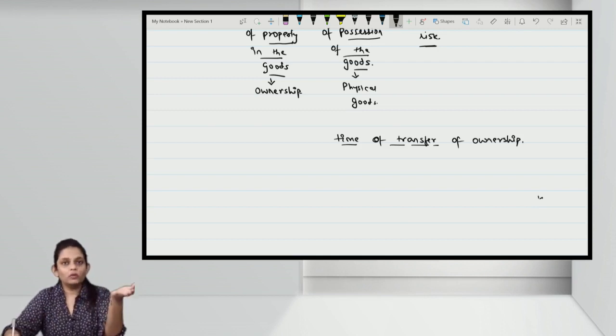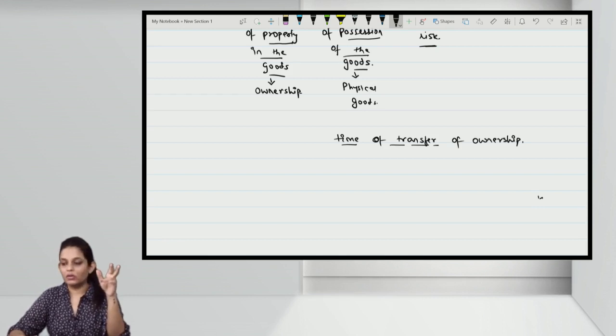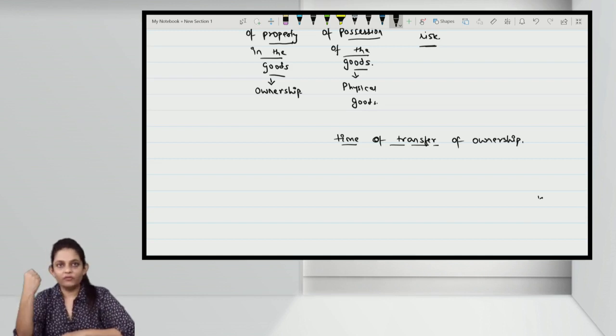First of all, to know who has the jus in rem. Yes or no? To know who has the jus in rem. Only the owner has the proprietorial rights over the goods, and I can know who has the jus in rem only when I know who is the owner of the goods. Yes? If anything happens to the goods, if there is a loss to the goods, who will bear the loss? The owner. So again, it is important to know who is the owner of the goods.